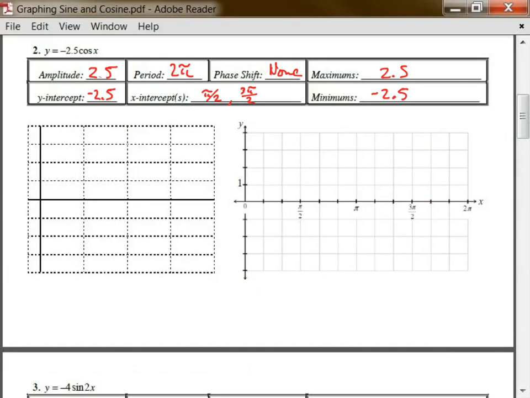Alright, the first point is going to be not up here. In fact, it's not even going to be at 2.5. It's going to be down here at -2.5 because the function is flipped because of the negative. And then we go to the midline, and then we go up to 2.5. Then we go back to the midline, and then back down to -2.5. And so our graph looks something like that. So that's how you do that one.